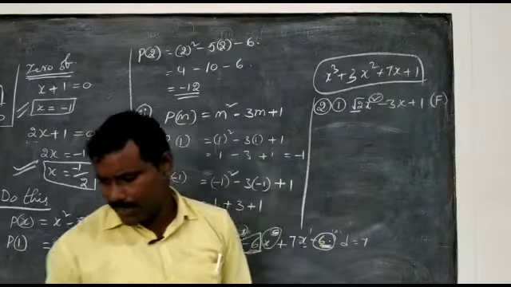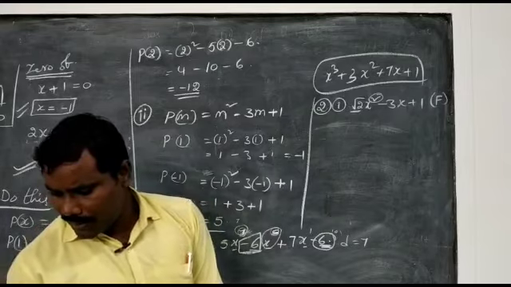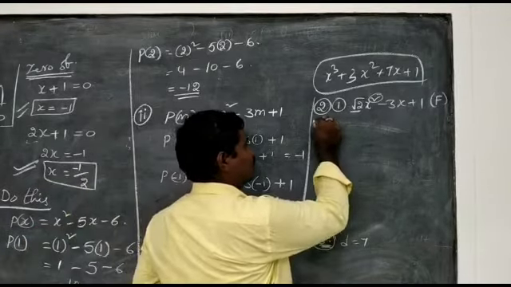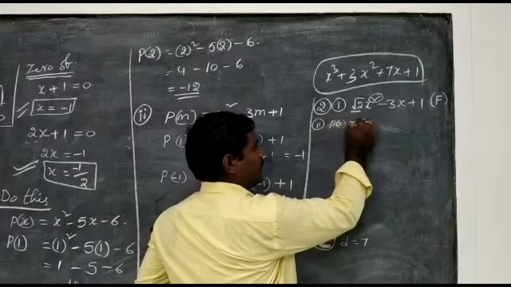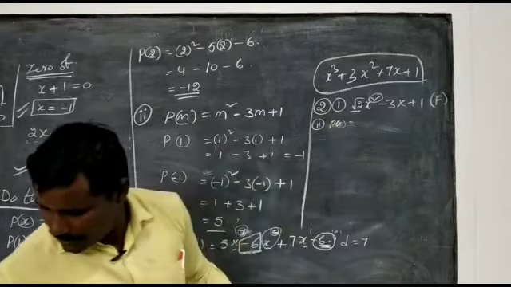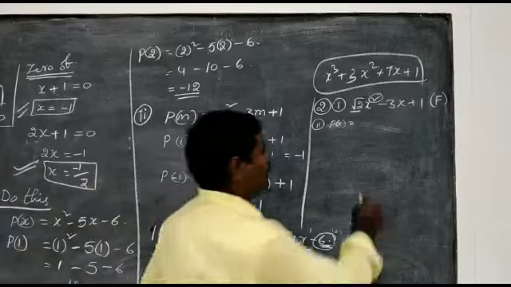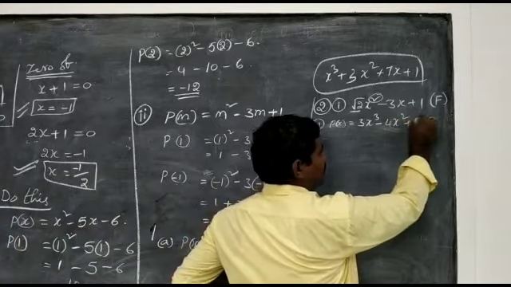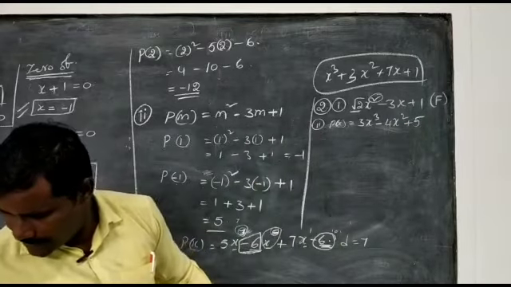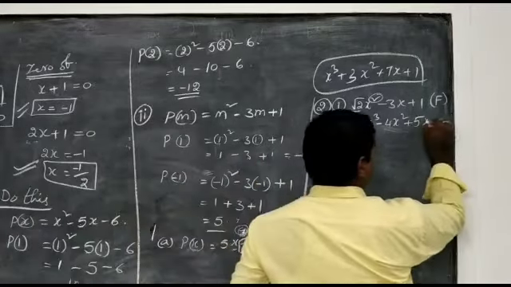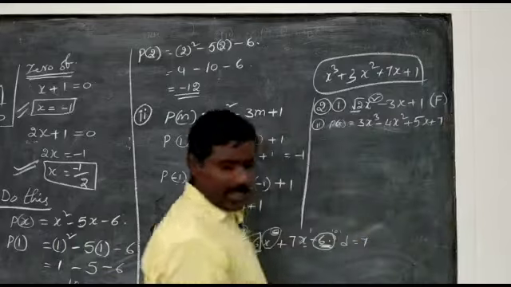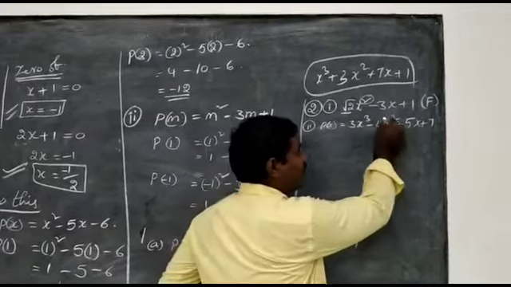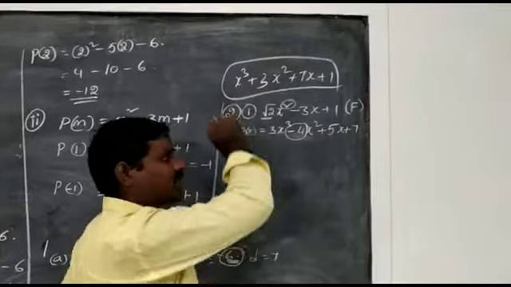Now we are going to the second one. The coefficient of x square in the given polynomial p of x is equal to... The given polynomial is 3x cube minus 4x square plus 5x plus 7. What is the coefficient of x square?